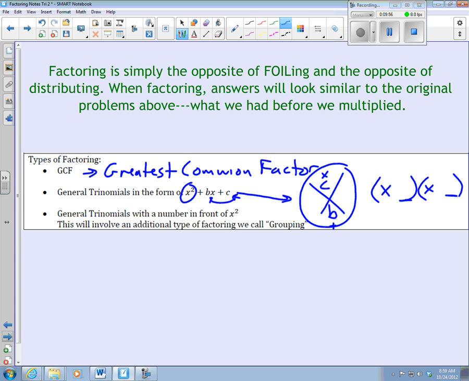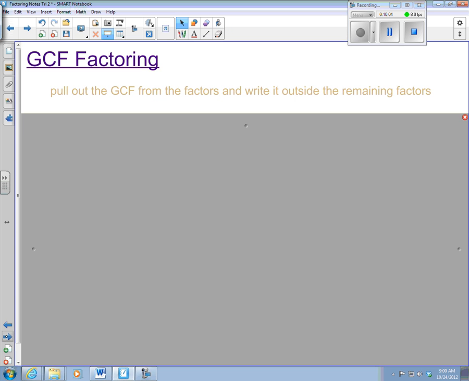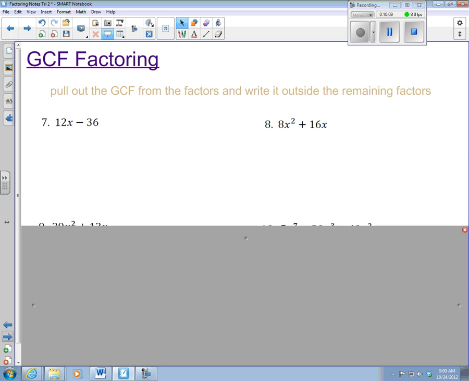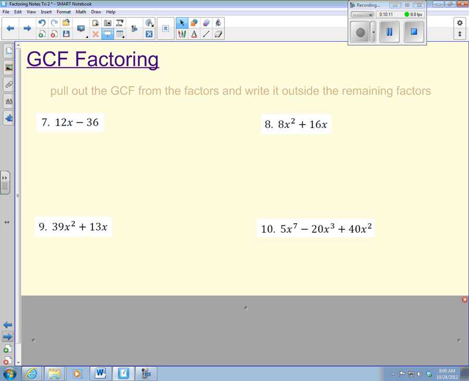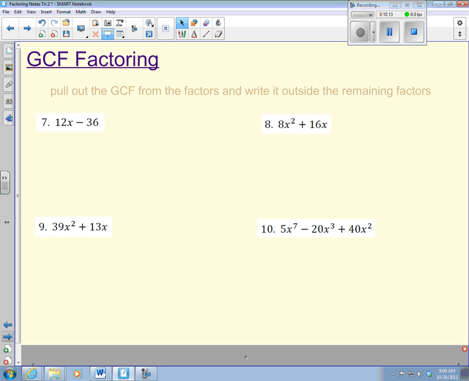And then this one, general trinomials, and I'll probably show you this later on tomorrow. General trinomials with some number in front of it. Okay, the first one, GCF, greatest common factor. Well, let's look at all four of them.